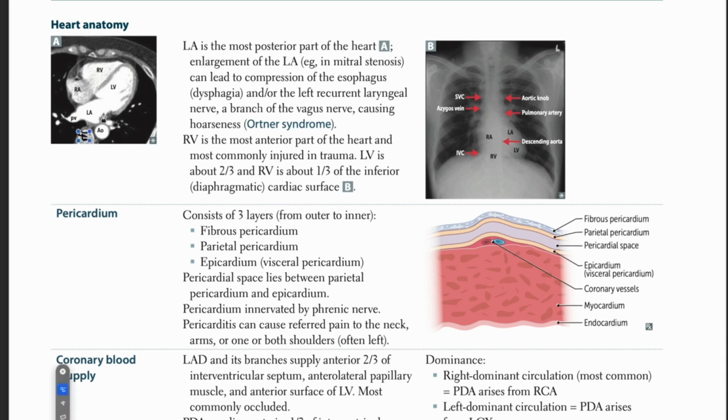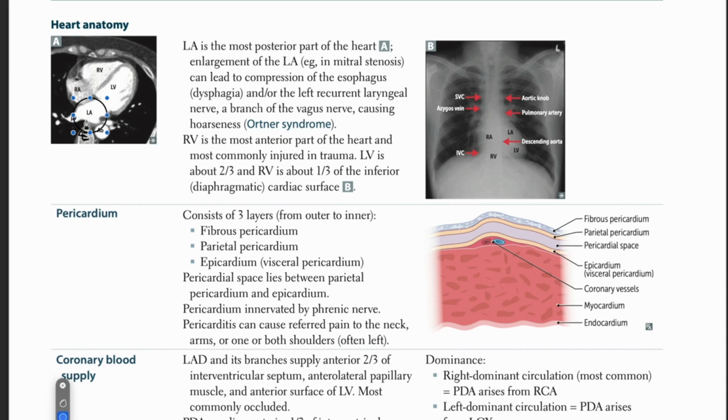So what it's saying is, say there's an enlargement of the left atrium. So instead of this, it becomes as big as this, right? So what's it going to do now? It's going to push onto this esophagus, right? So what does the esophagus do? It's your food passage, right? So if something's pushing against it, you're going to have a hard time swallowing. So that's why it causes dysphagia.